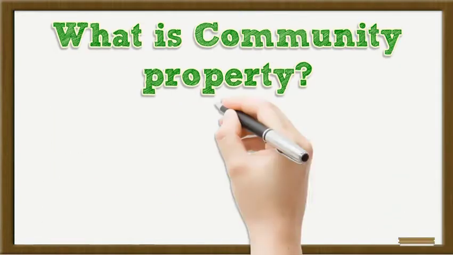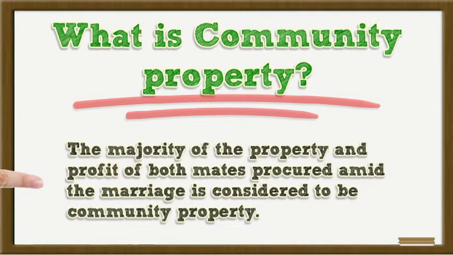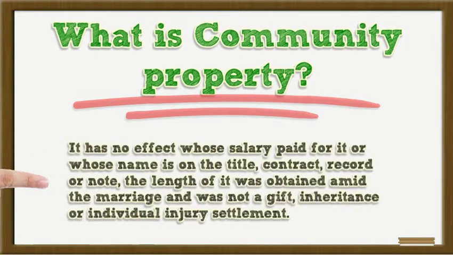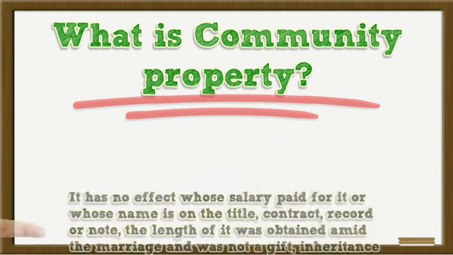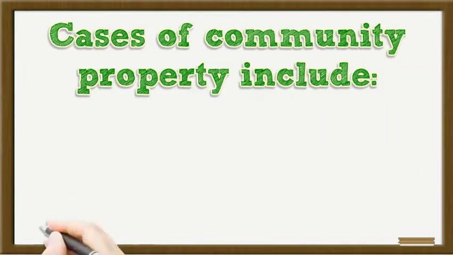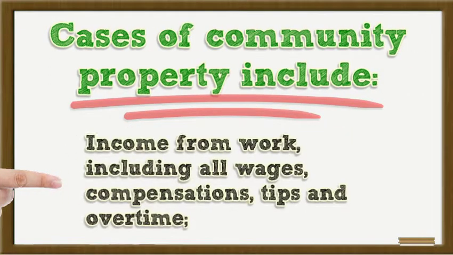What is community property? The majority of the property and profit of both mates procured amid the marriage is considered to be community property. It has no effect whose salary paid for it or whose name is on the title, contract, record or note, as long as it was obtained amid the marriage and was not a gift, inheritance or individual injury settlement. Cases of community property include income from work, including all wages, compensations, tips and overtime.